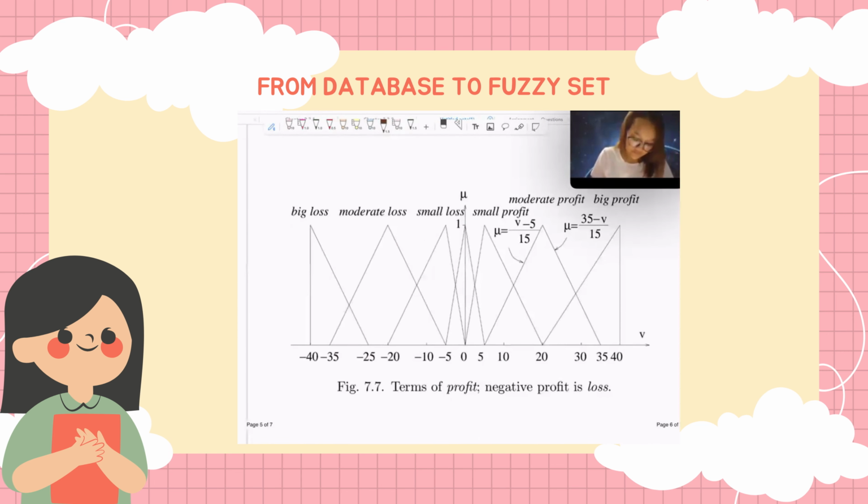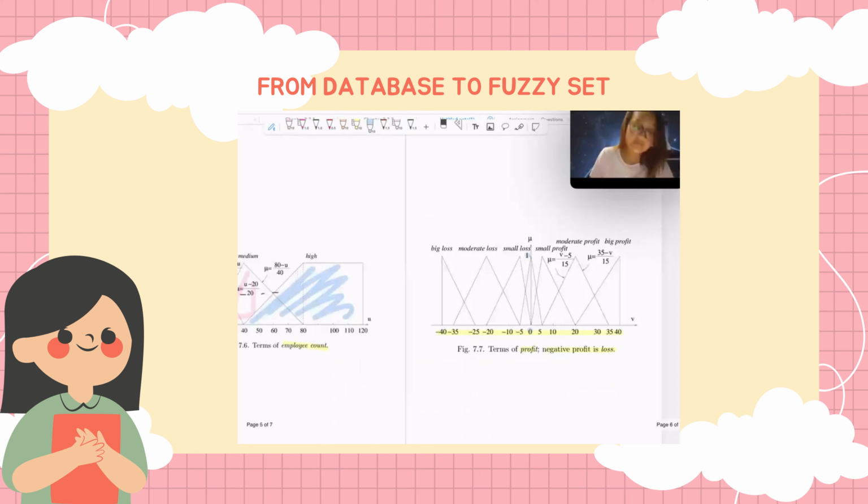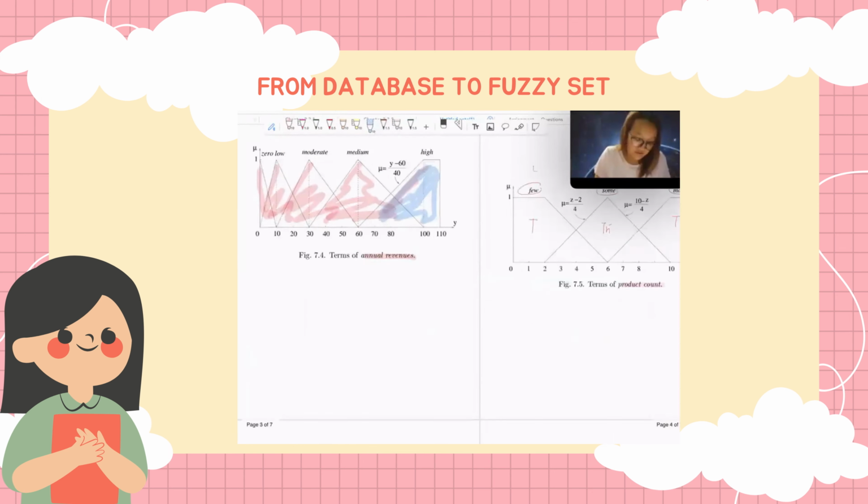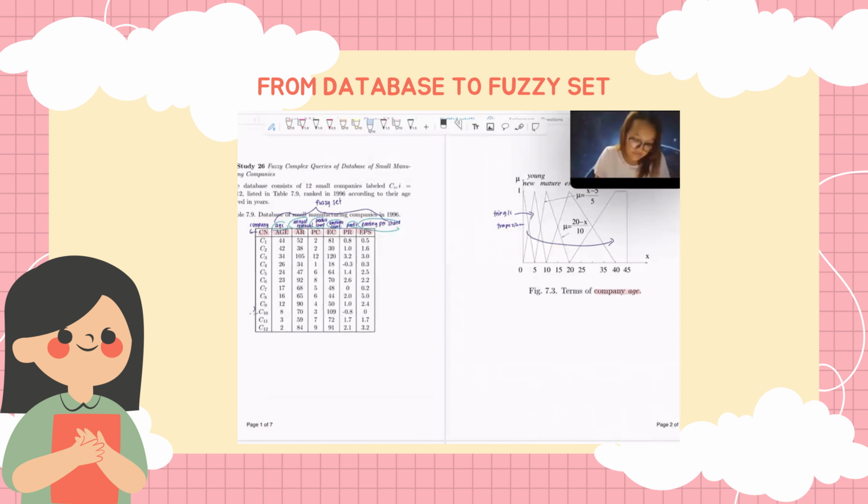And here is the fuzzy set in terms of profit for negative profit, which is loss. So here it consists between negative 40 until 40. So we can look at the graph, how it's made on this graph, and the highest is 1, following our fuzzy set definition. Okay, so now I will explain one of the graphs.